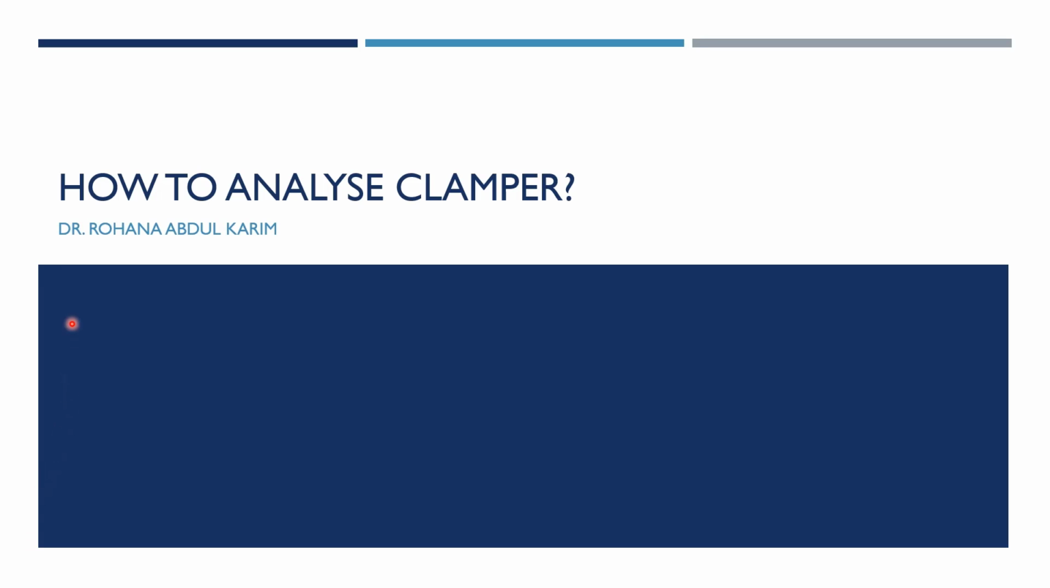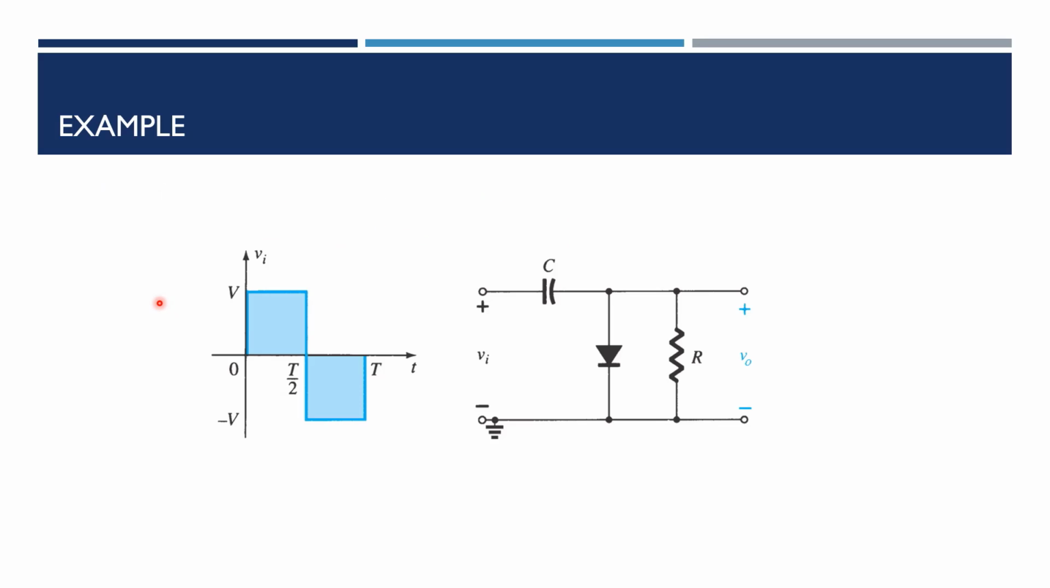In this video, I'm going to explain to you how to analyze clamper. Now, let's look at the example. Let's say we have this circuit and we are also given the input waveform. So this is for the positive cycle and this is for the negative cycle.